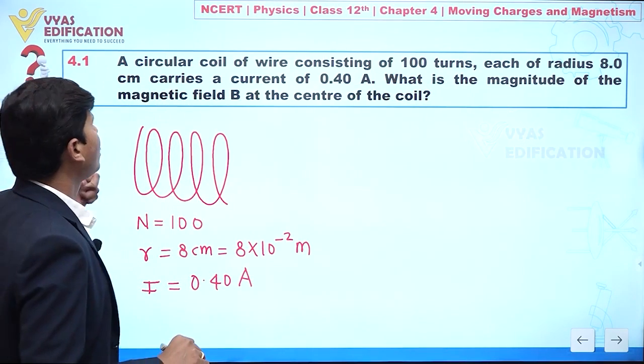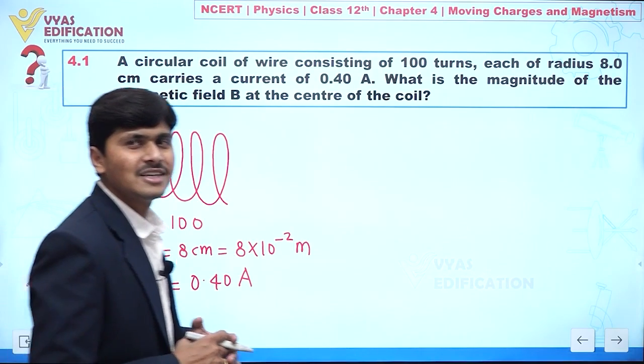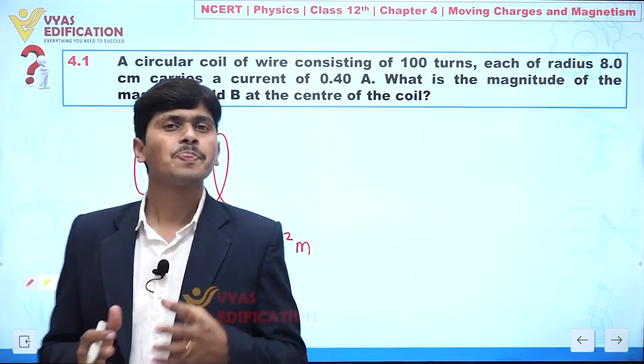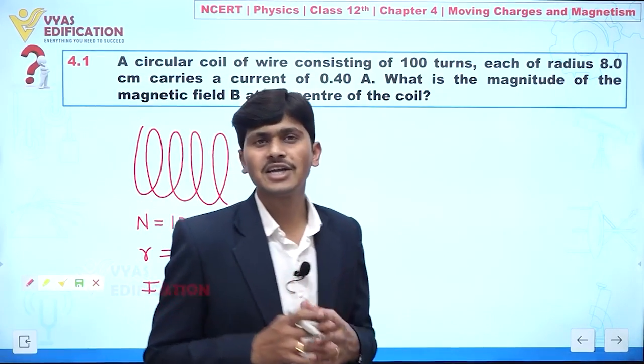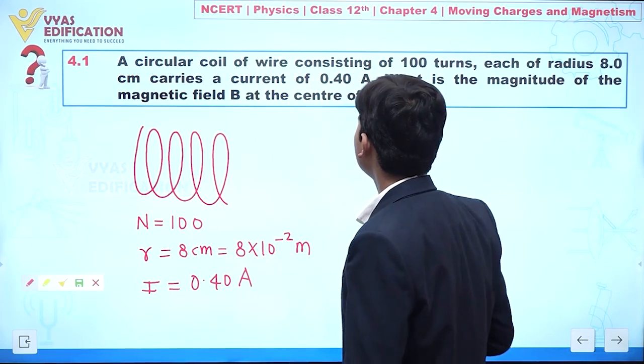Now what is the magnitude of magnetic field at the center of the coil? Dear student, you can find the value of magnetic field at the center of a circular coil by using Biot-Savart law. So directly you know the formula.